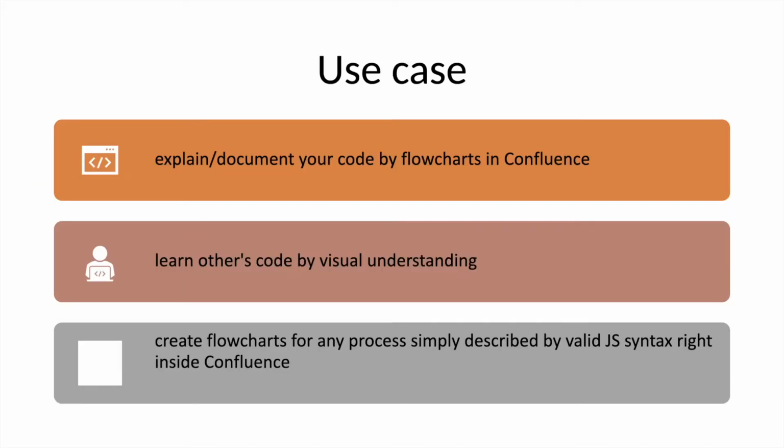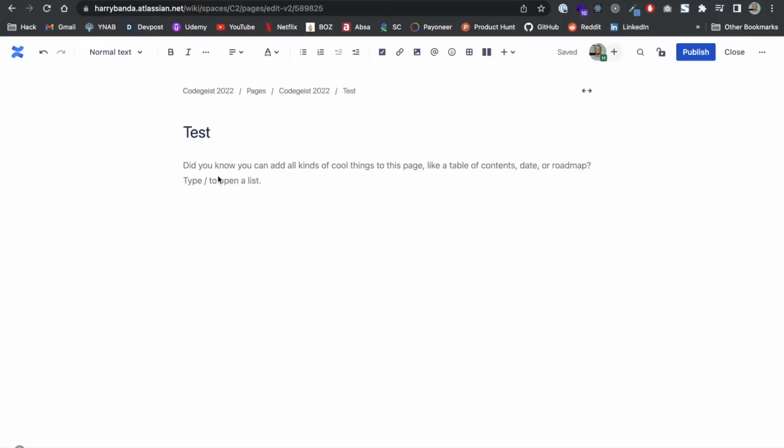So the use case of this application is to explain and document code as flowcharts in Confluence, learn other people's code by visually understanding it, and create flowcharts for any purpose simply by describing a valid JavaScript code syntax inside a Confluence application. Let's take a look at the demo.